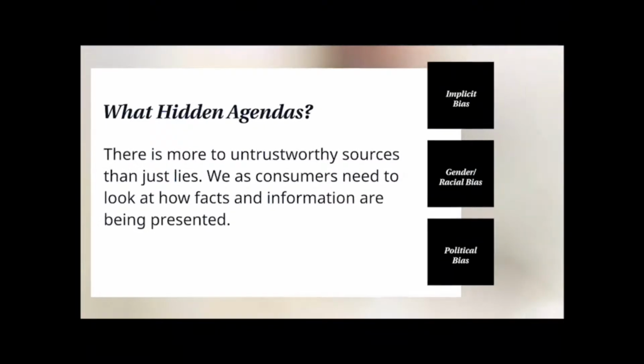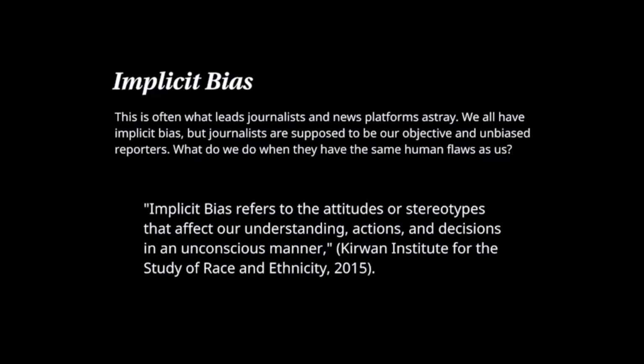This has something to do with implicit bias. Implicit bias refers to the attitudes or stereotypes that affect our understanding, actions, and decisions in an unconscious manner. This is often what leads journalists and news platforms astray. We all have implicit bias, whether we know it or not. But journalists and news are supposed to be objective. So what do we do when we all have this same human flaw?